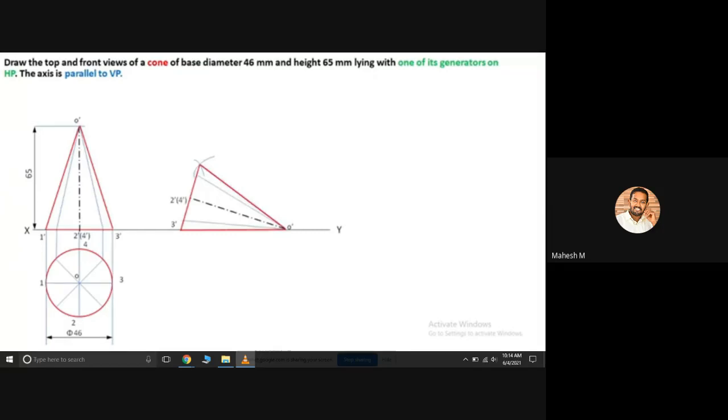Now, do we have any doubts? Okay. So next, now we have satisfied this condition. One of its generators is on HP. So O dash 3 dash is a generator. So this generator is on HP right now. So we have satisfied the problem condition.